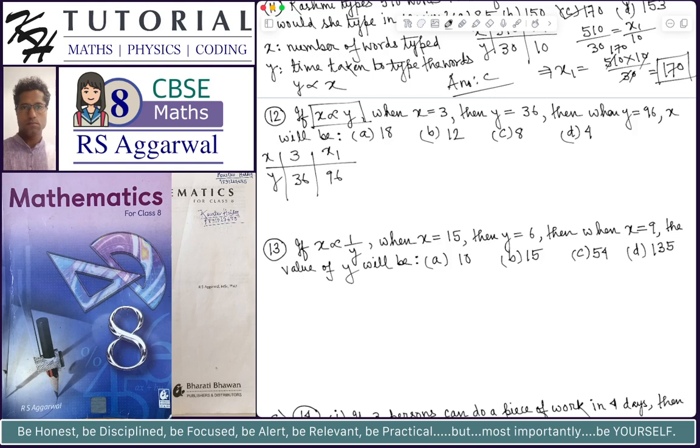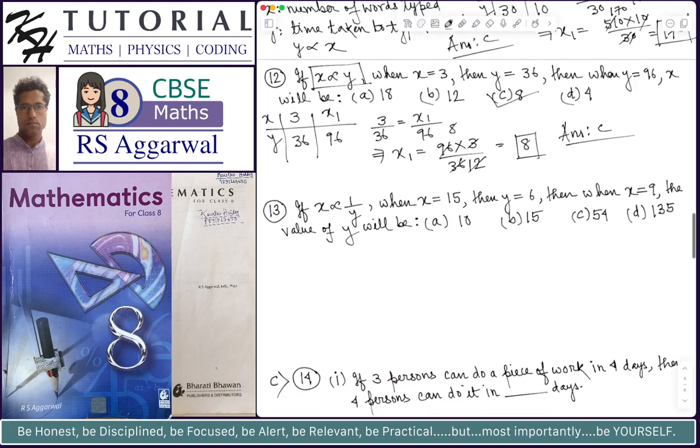Now since it is given that the two quantities x and y are directly proportional to each other, we must have 3 by 36 should be equal to x1 by 96. So this implies x1 is equal to 96 multiplied by 3 divided by 36. So 3 divides 36 with 12 and 8. So this is 8. So when the value of y is 96, the value of x is 8, and hence C is the correct choice.